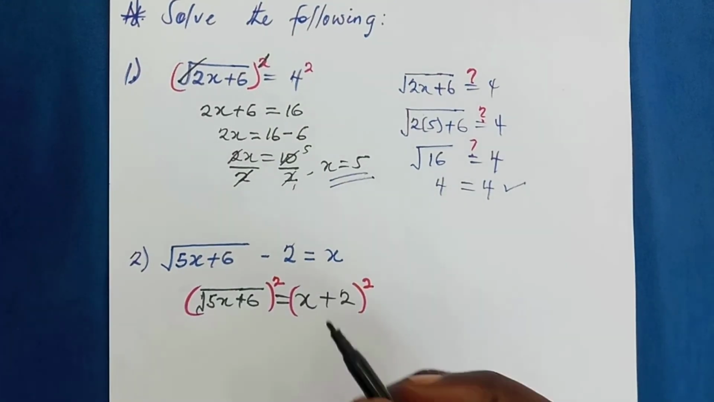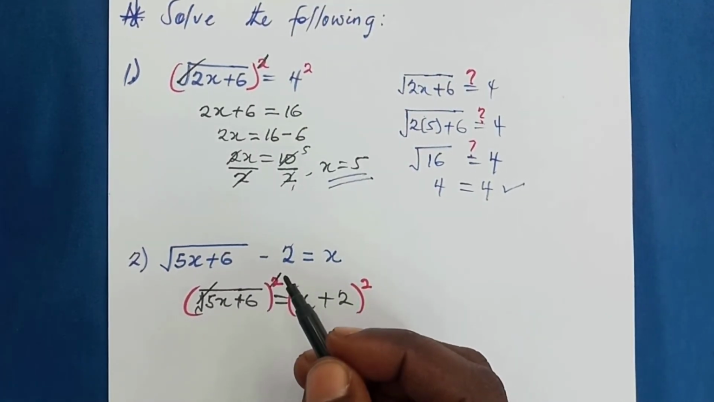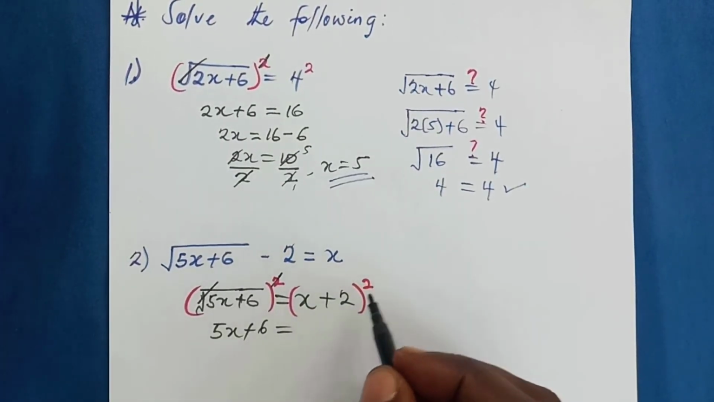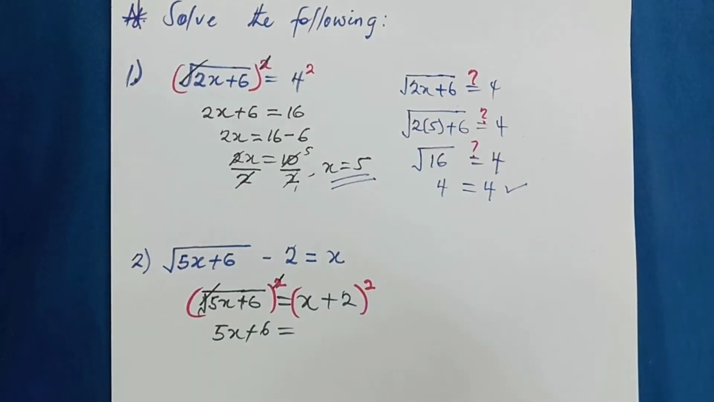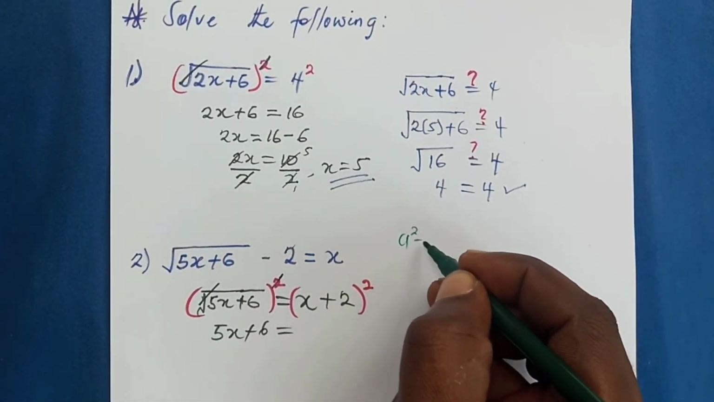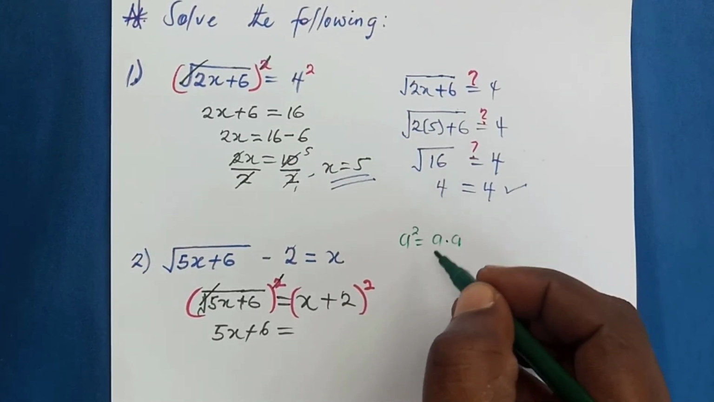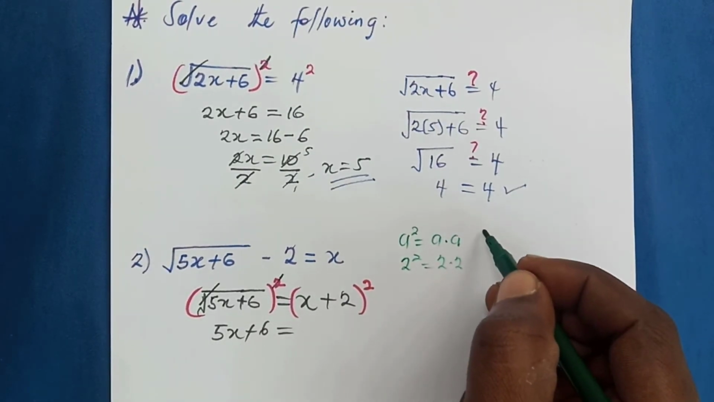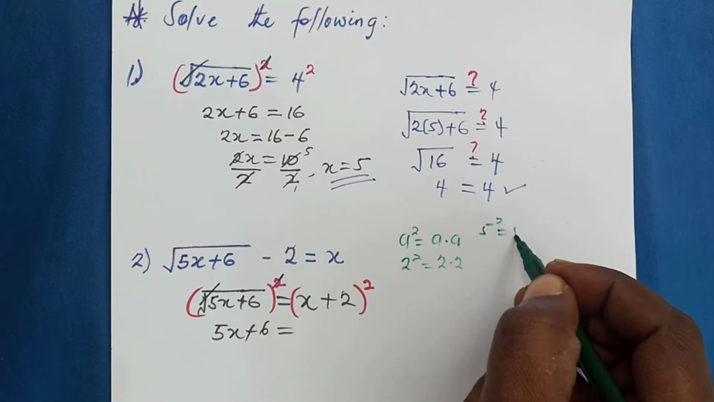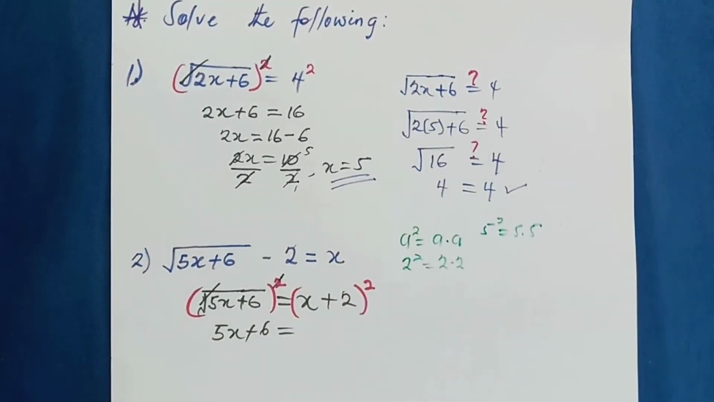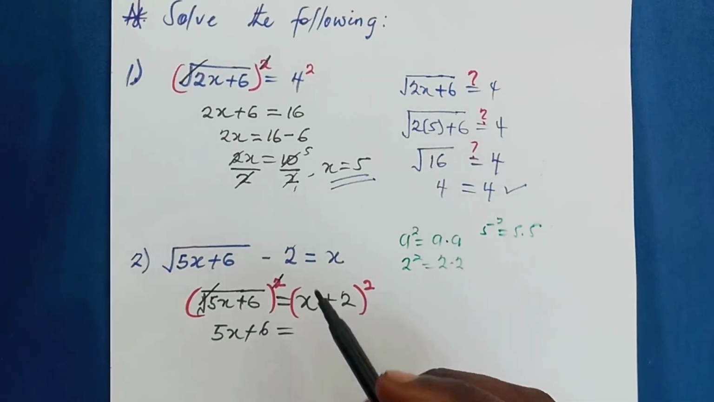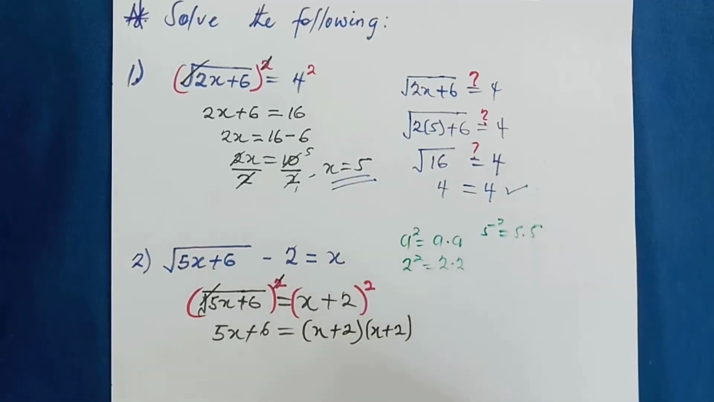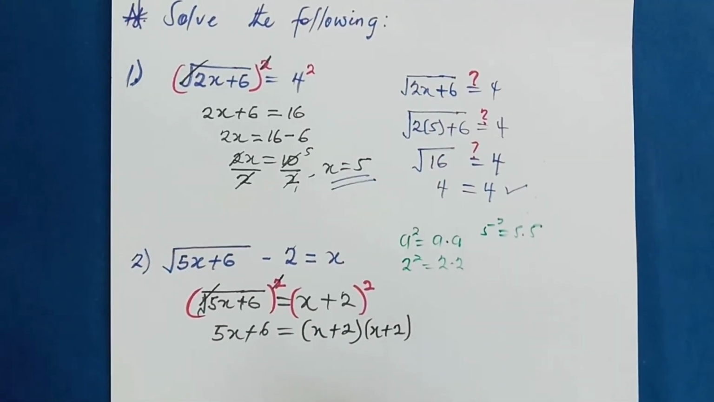Good. So that the square will cancel the square roots, and then we are left with 5x plus 6 is equal to, when you come here, if you have something like a squared, this is the same as a times a. If you have 2 squared, this is the same as 2 times 2. 5 squared is the same as 5 times 5. The same way we have x plus 2 all squared, so this is the same as x plus 2 times x plus 2. So we have to expand that bracket.